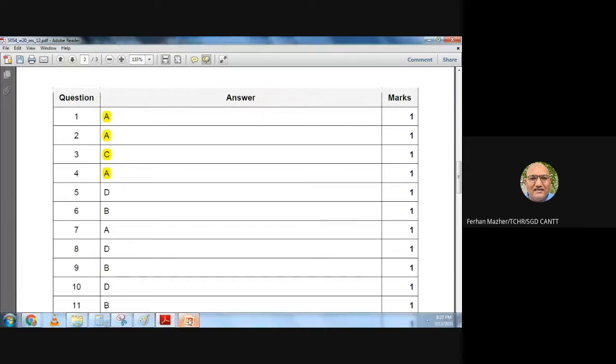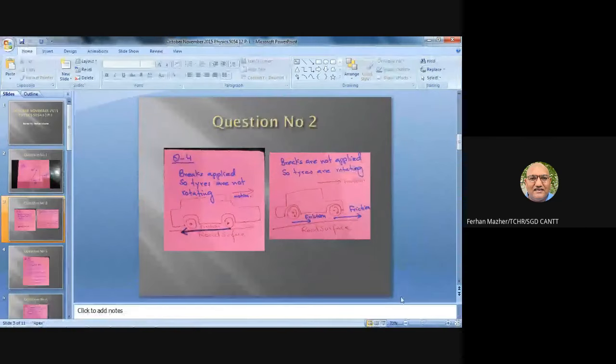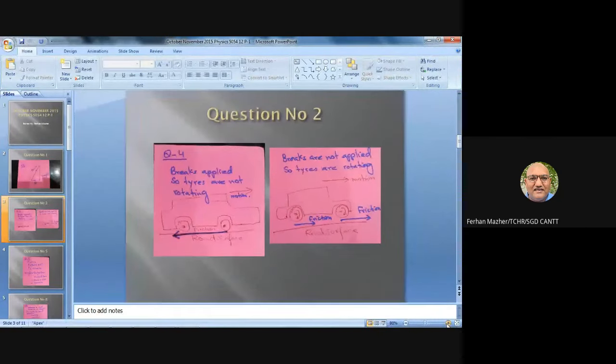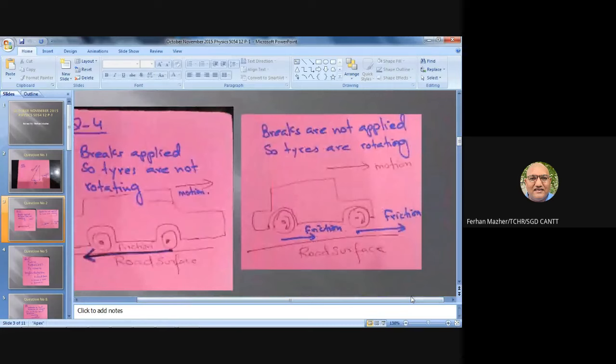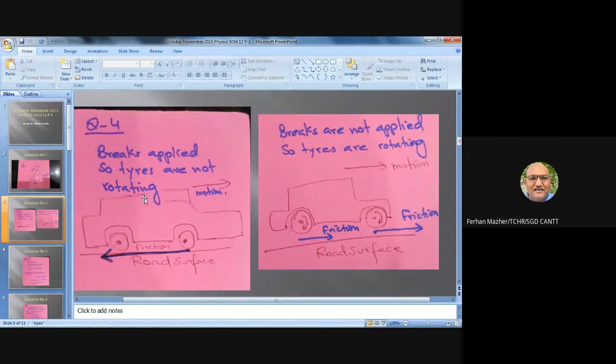Okay, now try to understand a very important point. Here, in this diagram, we have shown you an example where the tires are not rotating, the brakes have been applied, but the car is still skidding along the road. So the friction will be in the backward direction, opposite to the motion of the car.